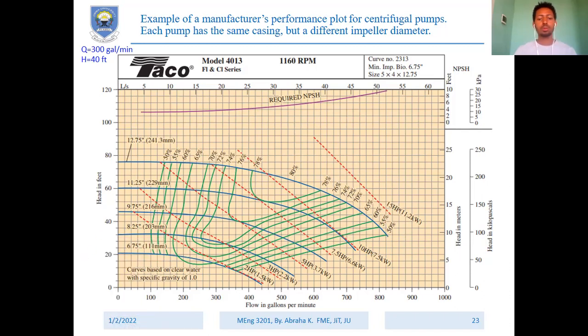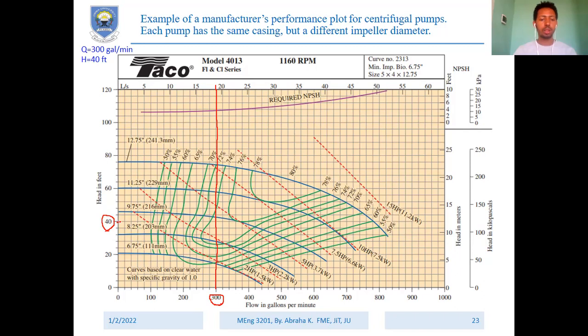The first thing to do is pinpoint your flow rate from the horizontal axis and the head from the vertical axis, and then draw a vertical and horizontal line from these points. I'm trying to draw using a mouse. It's not perfect, but roughly we can understand what is to be done.